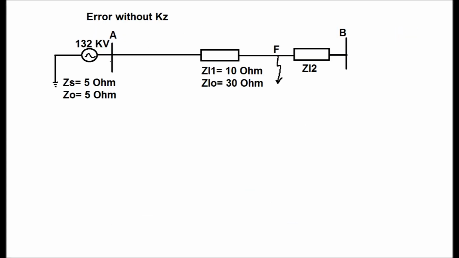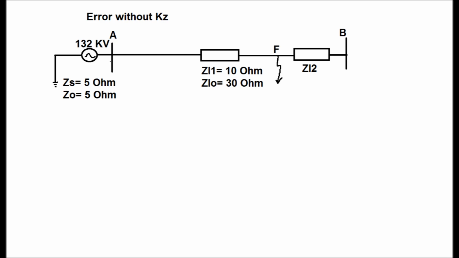Let us take a simple example for a transmission line as shown in this diagram, where source impedance for positive and negative sequence impedance is 5 ohm and zero sequence impedance is 5 ohm.